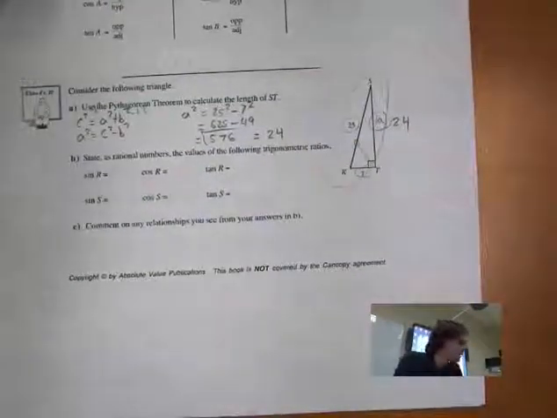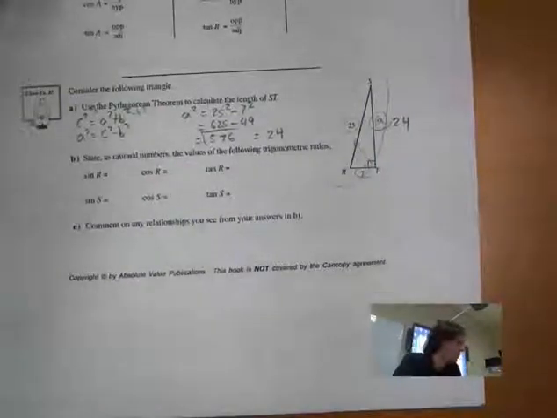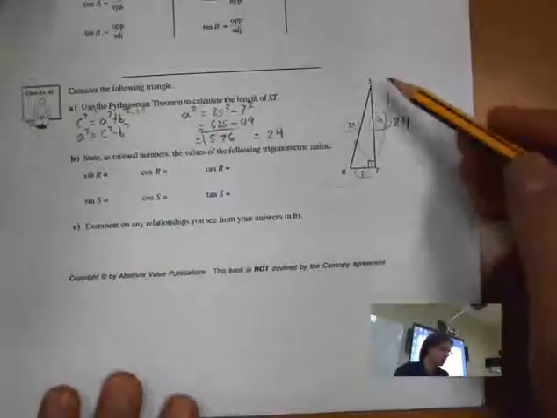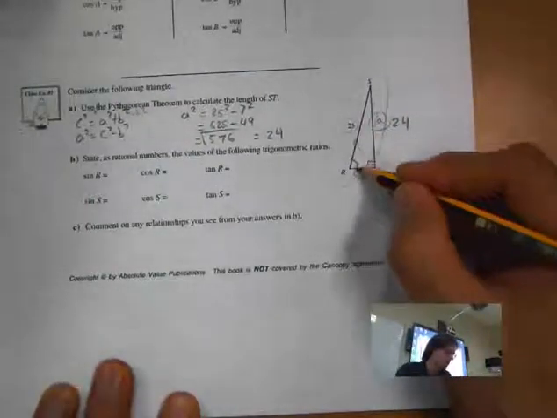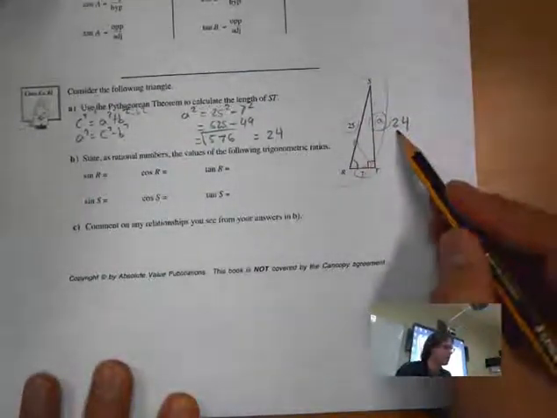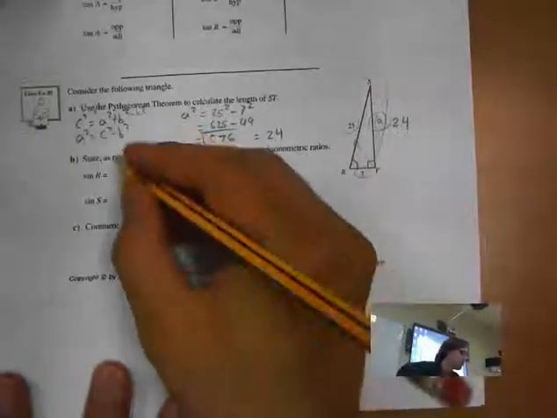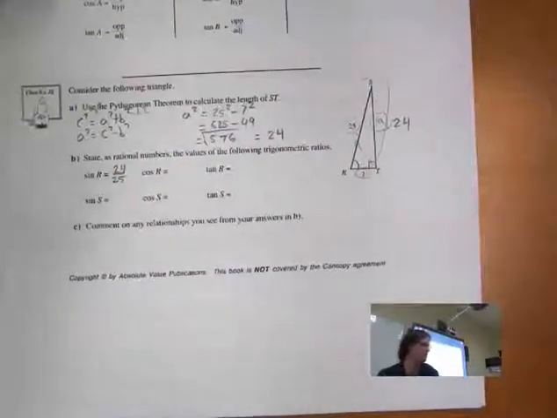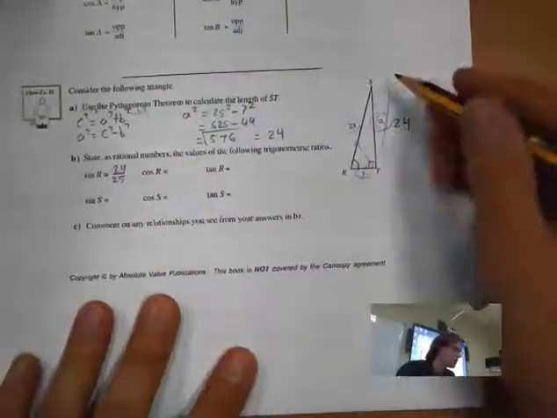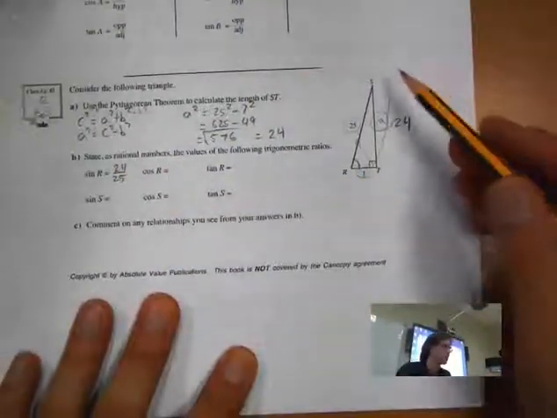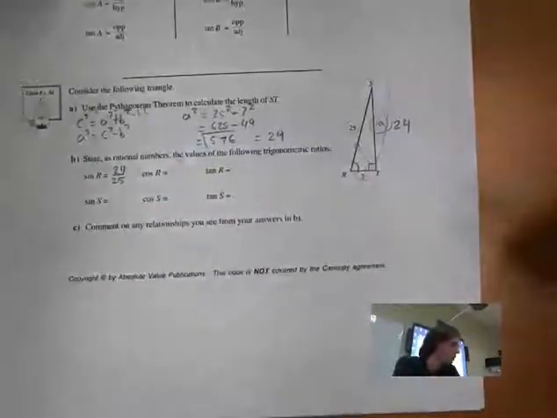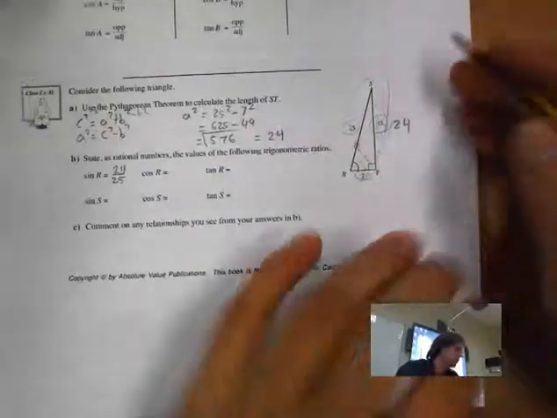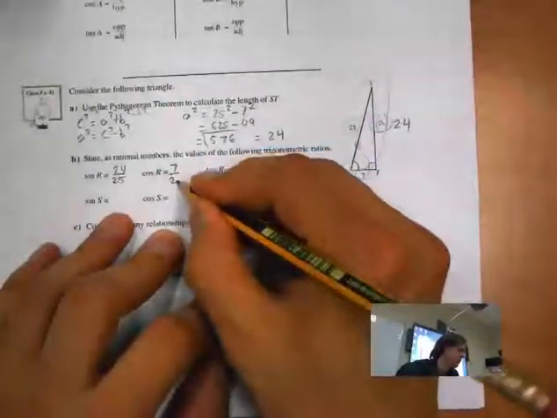Now, state as a rational number the values of the following trigonometric ratios. So we want sine r. So here's angle r, and sine is opposite over hypotenuse. So the ratio is 24 all over 25. Now we want cosine. The ratio for cosine is always going to be adjacent over hypotenuse. So the adjacent is 7 over 25. So it's 7 over 25.